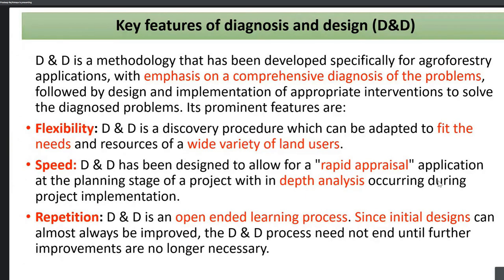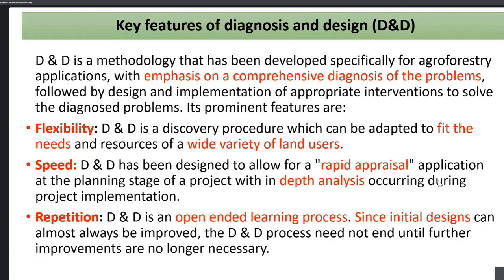The first is flexibility. D&D is a discovery procedure which can be adapted to fit the needs and issues of a wide variety of land users. So it is used for a range of land users, and there is flexibility. The second is speed. D&D has been designed to allow for a rapid appraisal. Rapid means we work quickly. Rapid appraisal is applied at the planning stage of the project, with in-depth analysis occurring during project implementation.